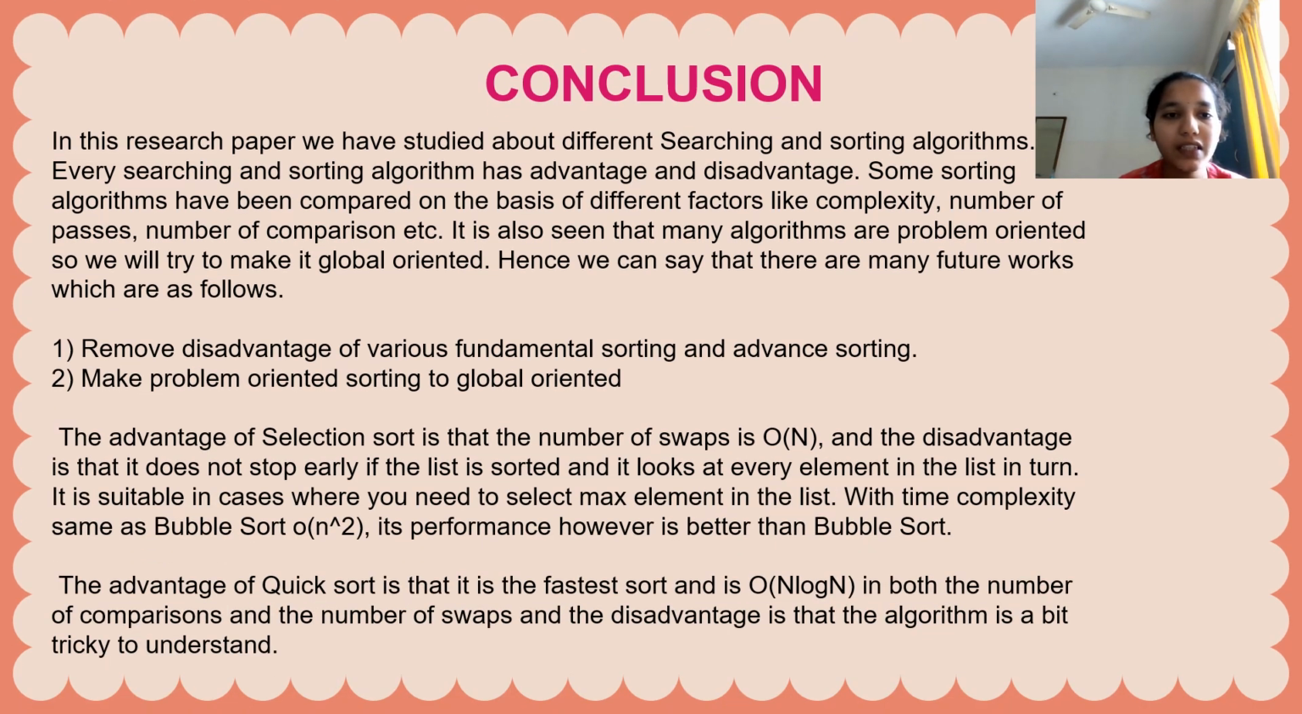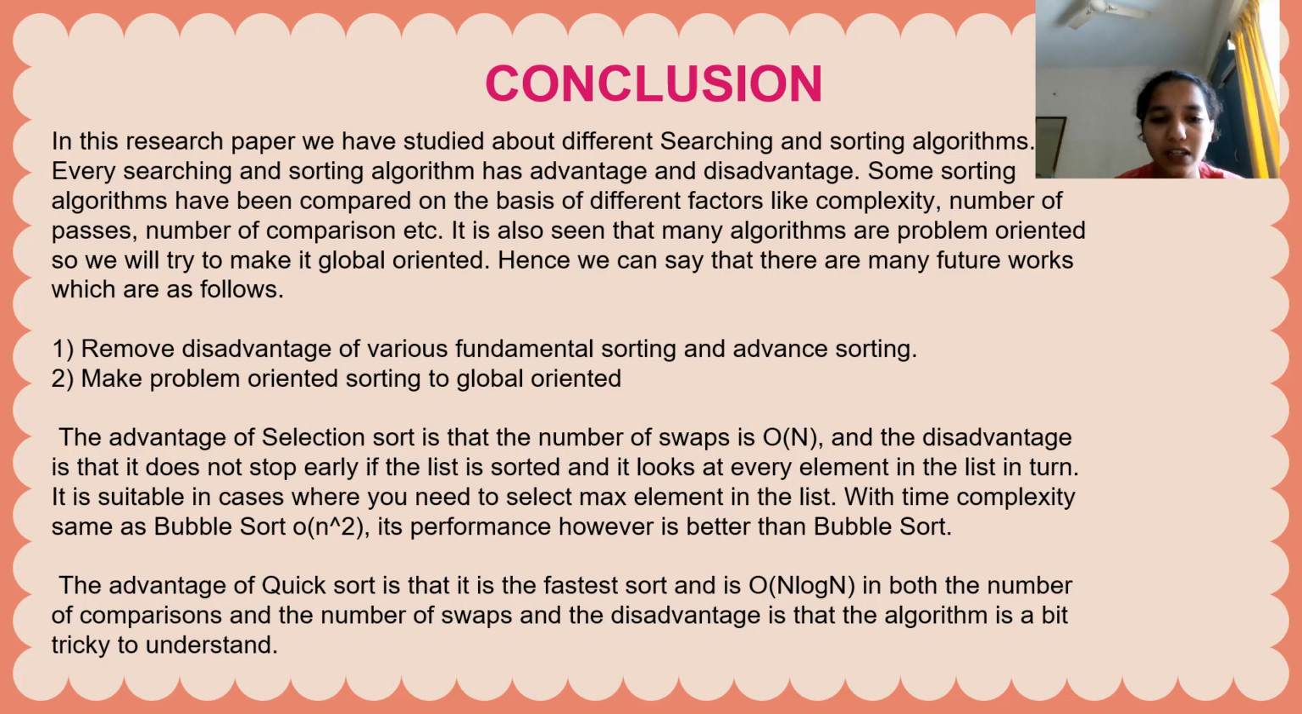Finally, I conclude. In this research paper, we have studied different searching and sorting algorithms. Every searching and sorting algorithm has advantages and disadvantages. Some sorting algorithms have been compared on the basis of different factors like complexity, number of passes, number of comparisons, etc. It is also seen that many algorithms are problem oriented, so we will try to make them global oriented. Hence, we can say that there are many future works, which are as follows. First, remove disadvantages of various fundamental sorting and advanced sorting. Second, make problem-oriented sorting global-oriented.